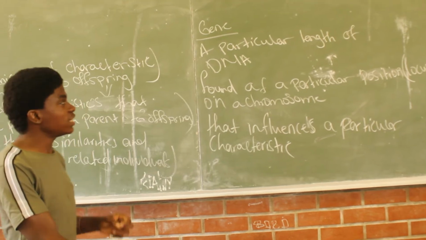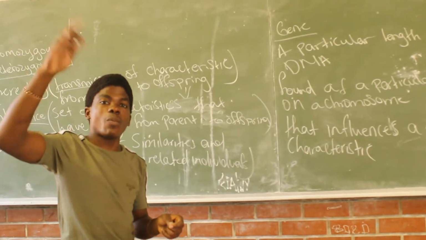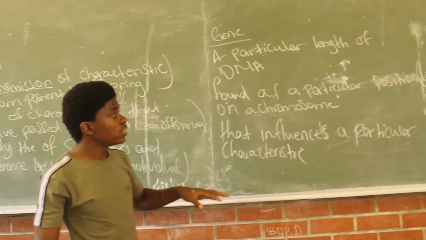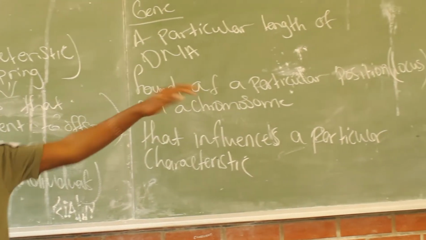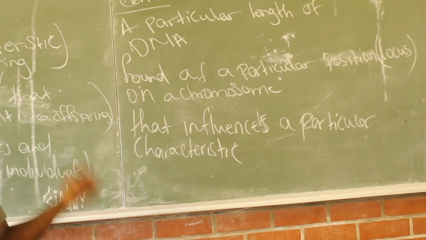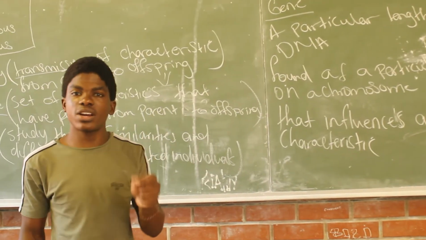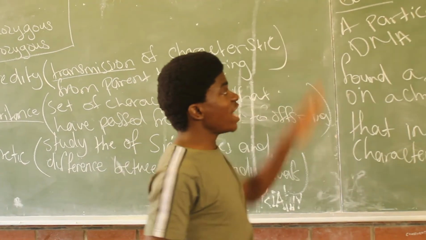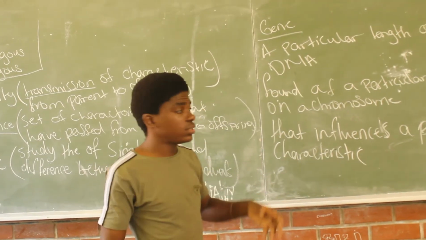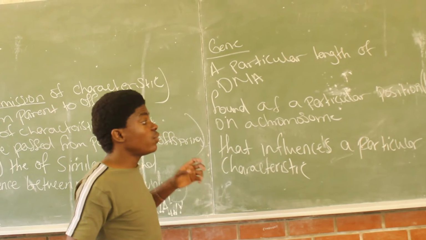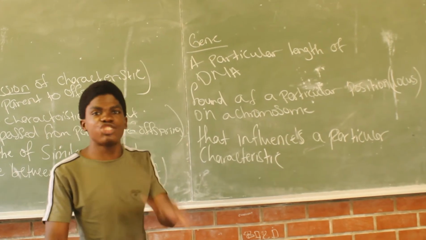So now we know what a gene is. A gene is a particular length of DNA, a certain portion or part of DNA, found at a particular position that we call a locus, on a chromosome. For something to be a gene, it needs to be a particular length of DNA found in a chromosome. And what does that thing do? It influences a particular characteristic. So that is what a gene is.